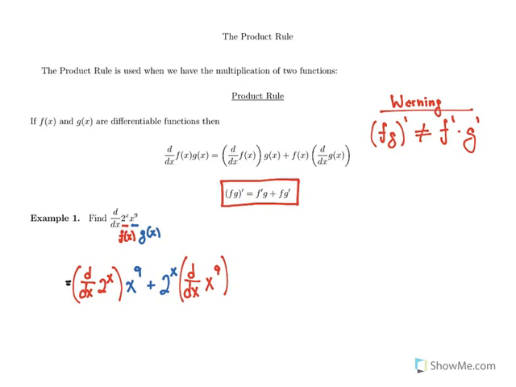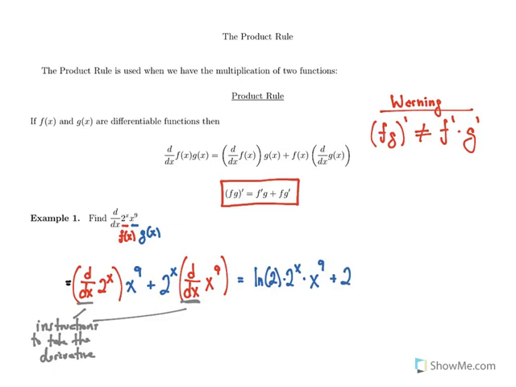So I am not done with this problem because I have these d/dx's, and these are instructions to do more in the problem, in this case, to take the derivative. So if there are still instructions in the problem, that means there's more that we have to do. So first, let's take the derivative of 2 to the x. We learned that in the last video, that this is going to be natural log of 2 times 2 to the x. Then we multiply by x to the ninth, and we add 2 to the x times the derivative of x to the ninth, which is 9x to the eighth.